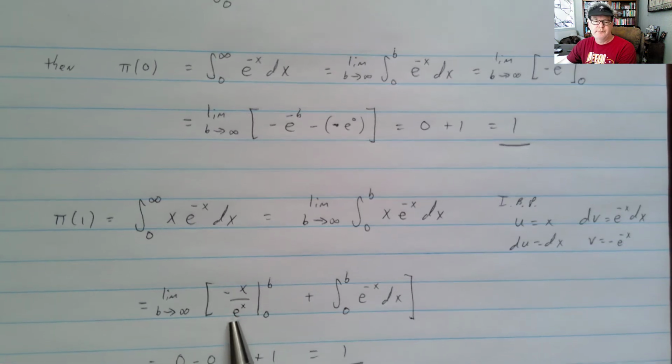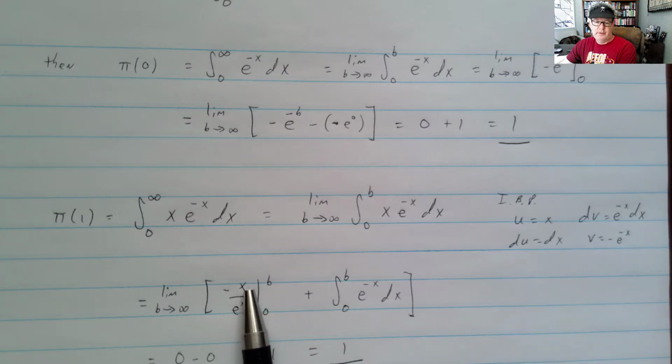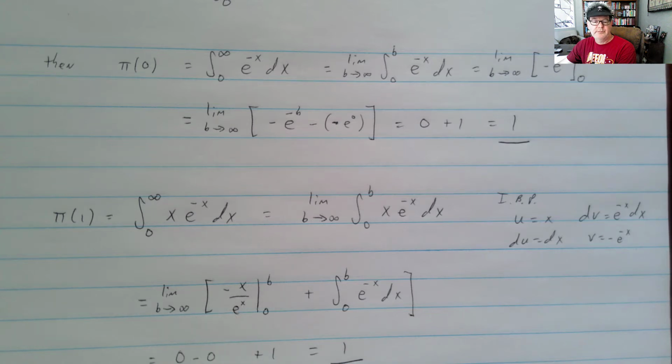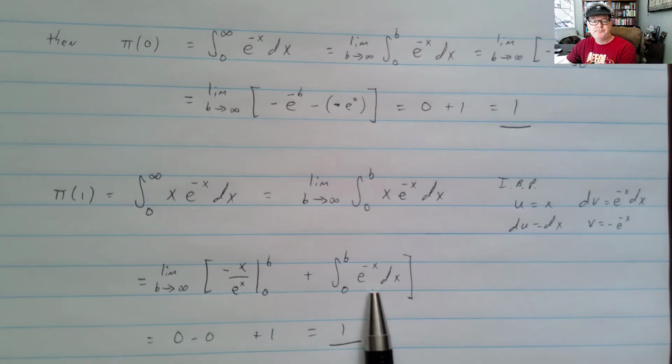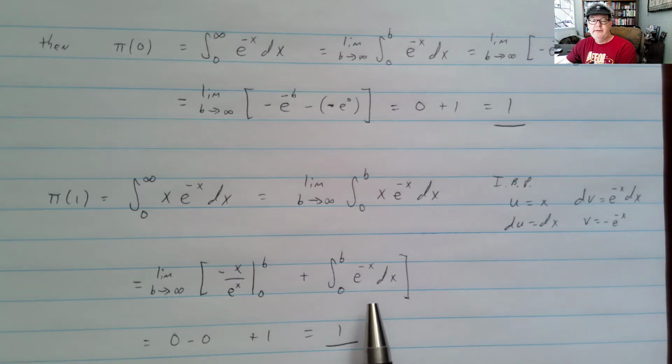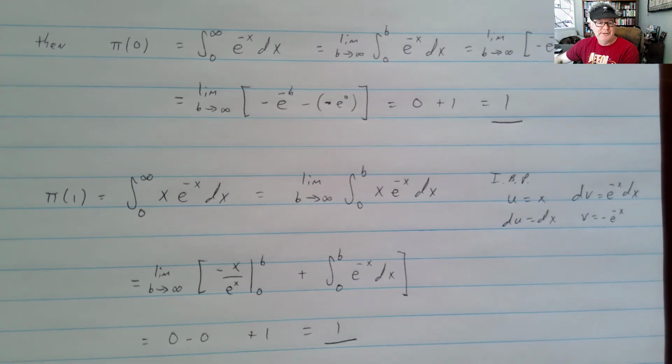And this will be 0 in both cases. So the numerator goes to infinity, but the exponential goes to infinity so much faster that the limit of this fraction is 0. And then when you plug in 0, you get 0 over 1. So that's 0. We get minus the integral of v du, but v has a negative. The two negatives make a plus. And then we get this integral. And this integral is the previous integral, which was 1. So maybe we see a pattern, but let's not jump to conclusions yet.